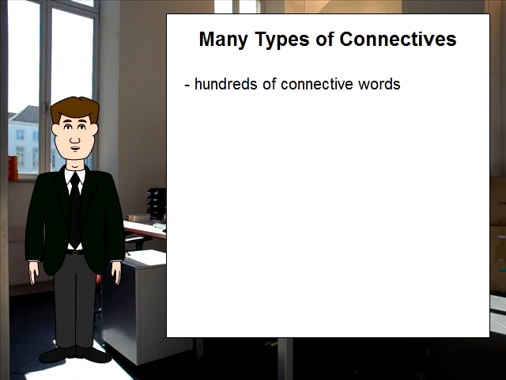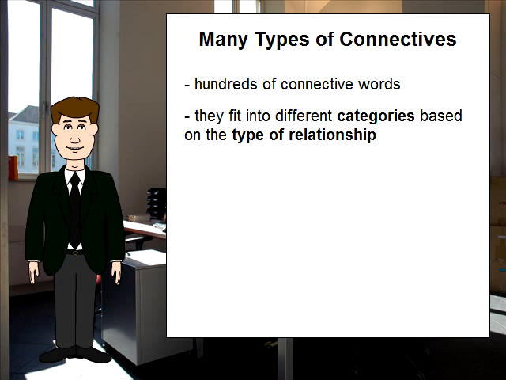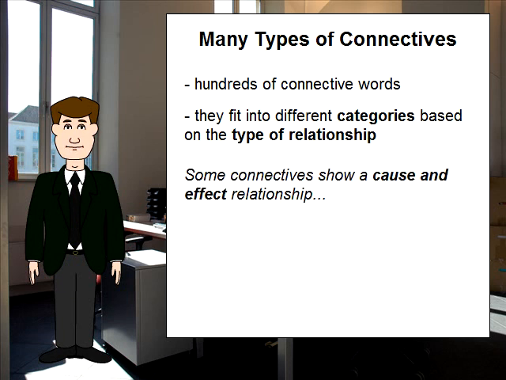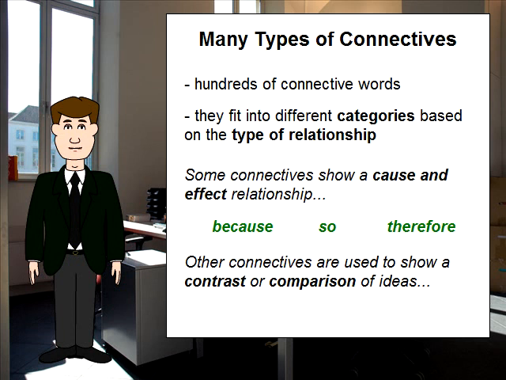There are many kinds of connectives, and they fit into different categories, based on the type of relationship. When using connectives, try to think about how your ideas are linked. For example, some connectives are used to show a cause and effect relationship, like because, so, or therefore. Other connectives are used to show a contrast or comparison between ideas, such as although, but, or nevertheless.